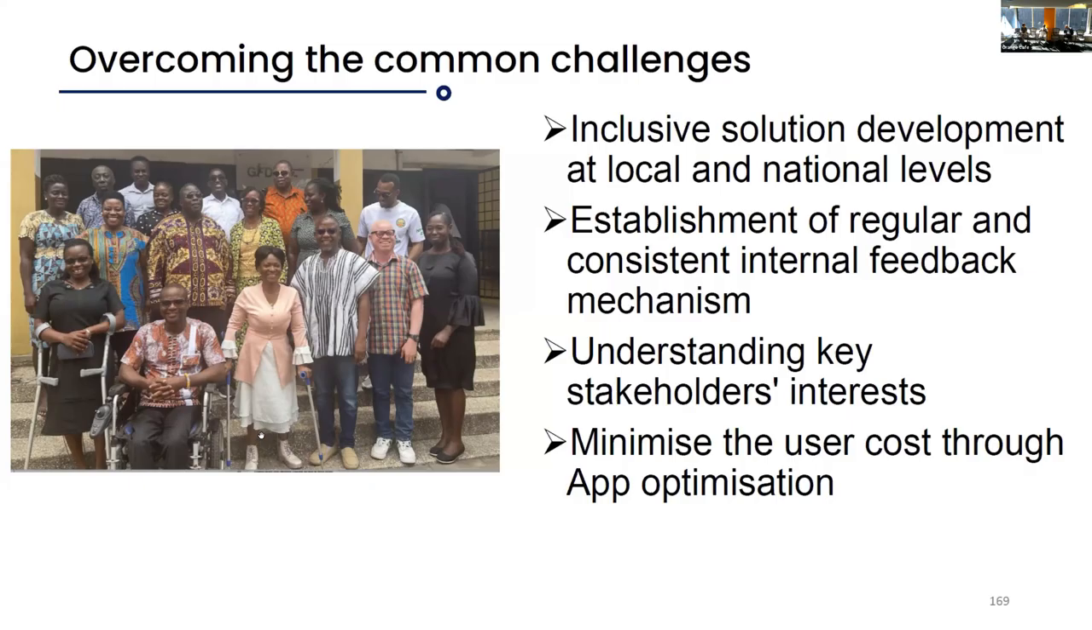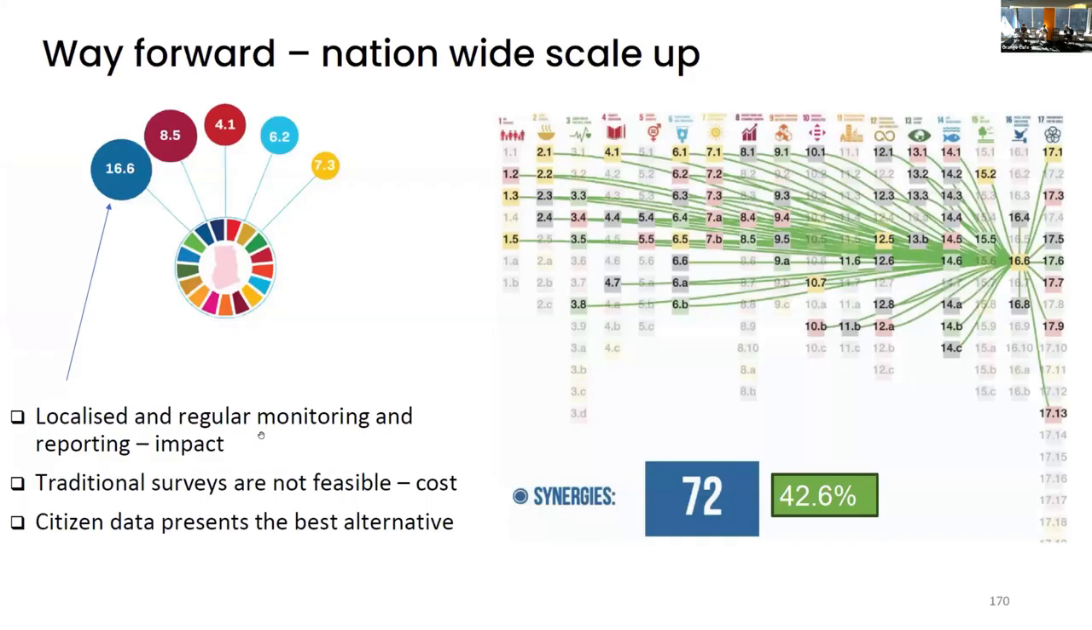Currently, one of the things we identified that is common in all our citizens projects, which we think everybody needs to take note of, is the inclusiveness of the development of whatever solution you have, both at the local and the national level, understanding the interest of all the key stakeholders, and ensuring that there's a feedback loop throughout the entire process. And making sure that you minimize the cost to the individuals who will use the applications so that they would be very much interested in this.